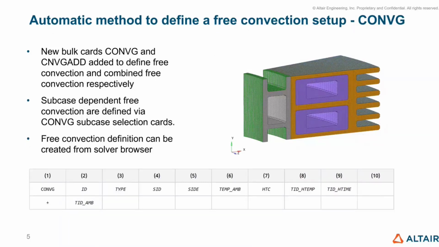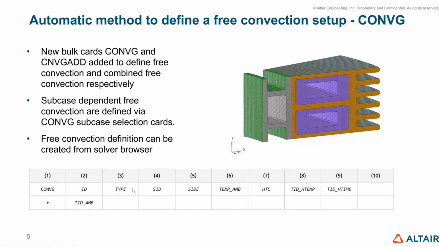To define a free convection, CONVG is the bulk card, and this bulk card is added as part of the interface. And we also have CONVG add in case of defining the combined CONVG, and CONVG can be referenced in the subcase selection to define subcase dependent convection definition. And this is how the card definition is there.